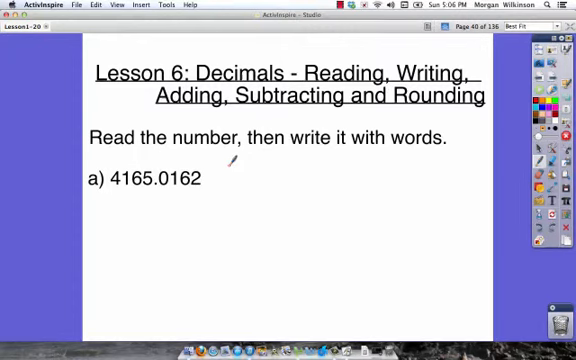Lesson 6 is all about decimals. We want to read, write, add, subtract, and round decimals in this lesson. Now our first problem is to read the number, then write it with words.